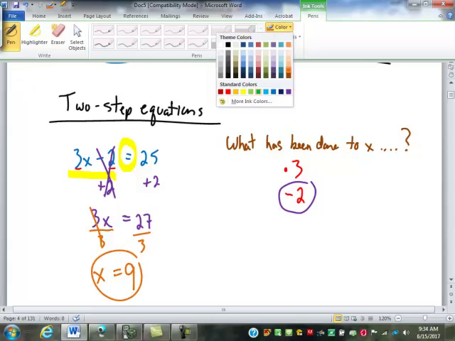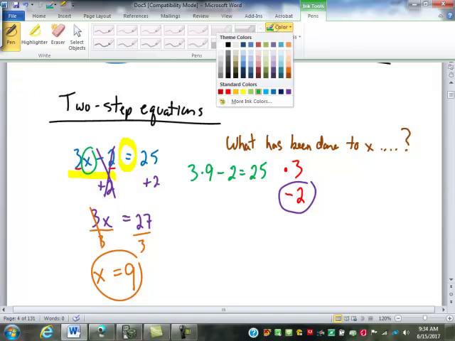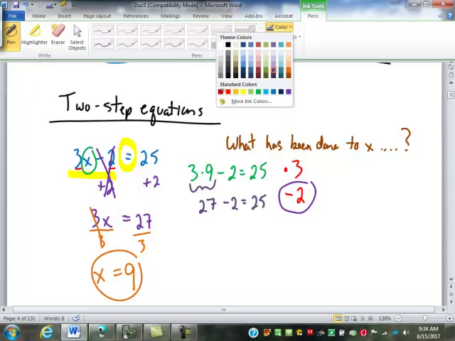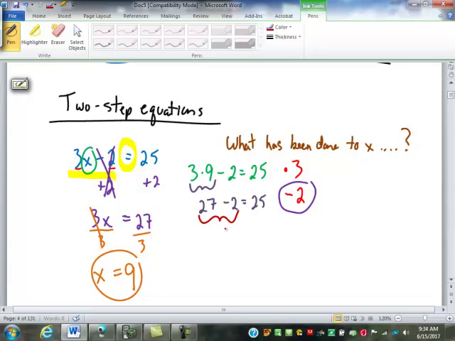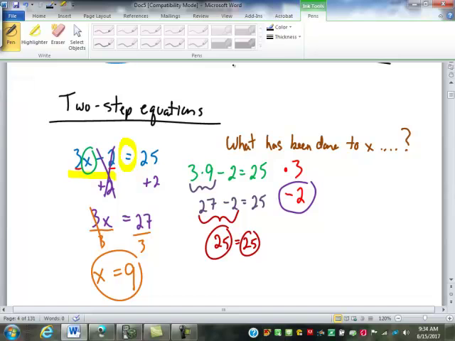And again, we can double check these, replacing x here with 9. So instead of 3 times x, 3 times 9 minus 2 equals 25. And let's see how that comes out. Well, 3 times 9 is 27. And 27 minus 2 is 25. So yes, 25 does equal 25, so it's true. Any questions?